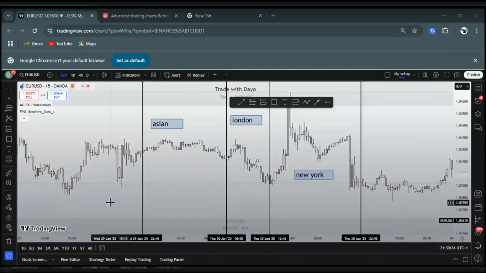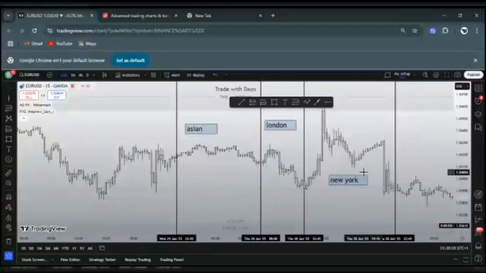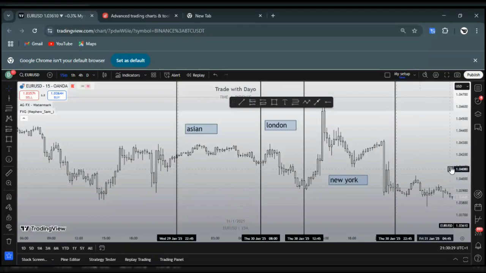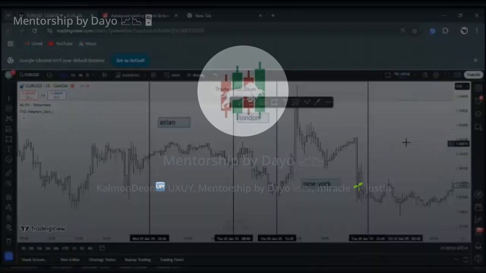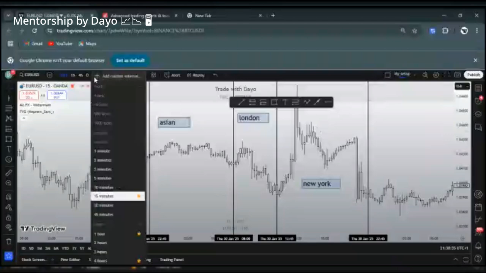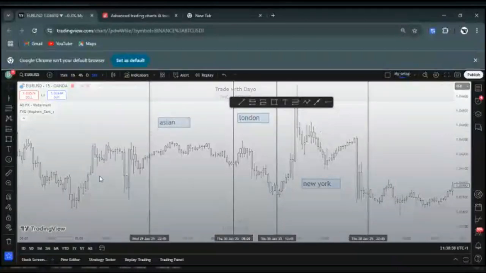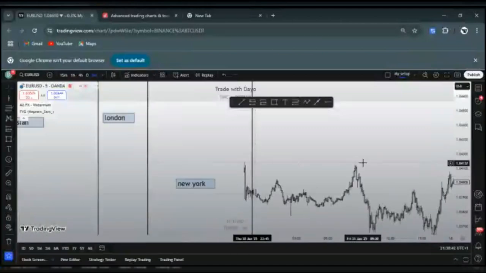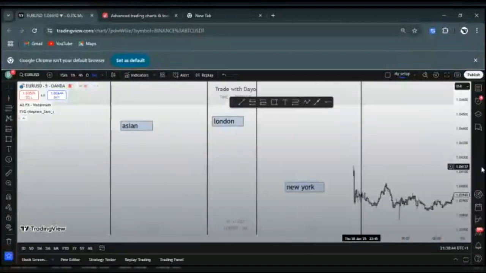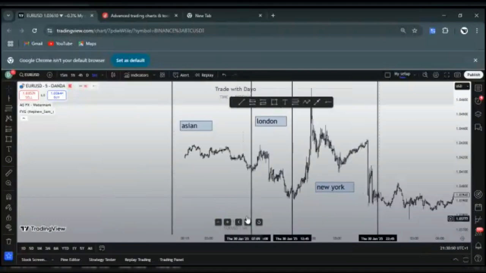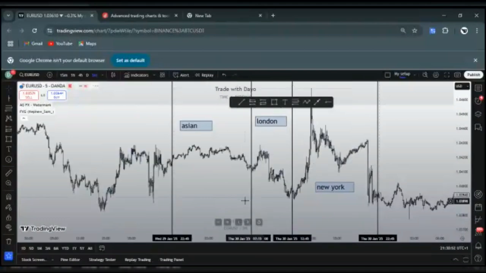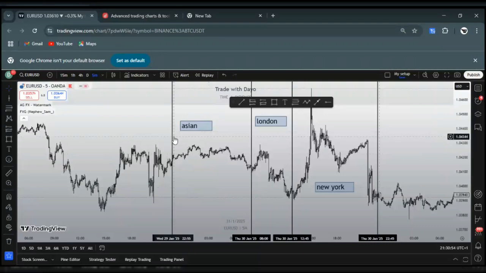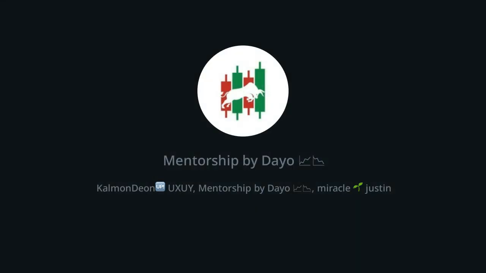If you are very observant, you see that there's a significant movement every time the market opens. Let me go to like the 5 minutes. All right, let's see. As you can see, when the market opened in Asia, what did the market do?